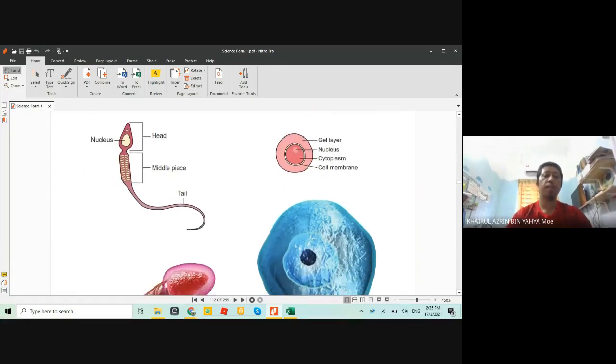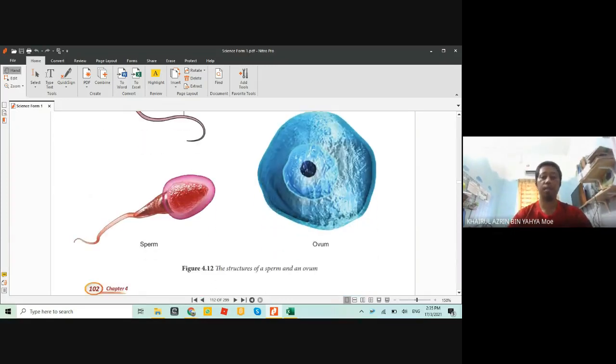Figure 4.12 shows the structures of sperm and ovum. So this is sperm and this is ovum. In sperm, we have the head, and in the head we have a nucleus. This is the middle piece, and this is the tail. For the ovum, we have the gel layer, the outer layer. Inside here, we have the nucleus. Between the gel layer and nucleus, we have cytoplasm. Between the cytoplasm and gel layer, we have a cell membrane. So this is the real life picture under the microscope.